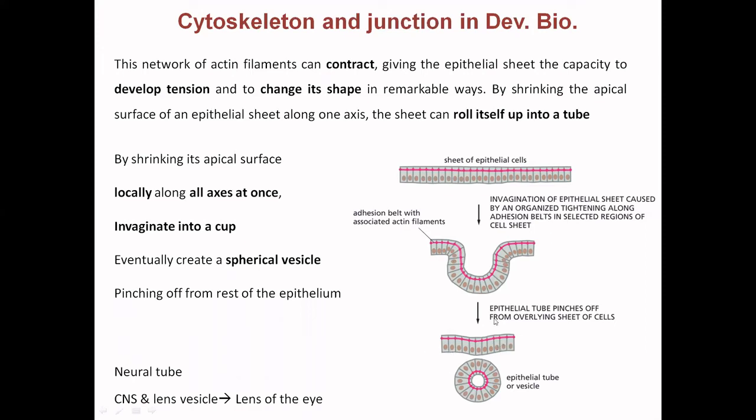This is used in developmental biology during embryo development. The neural tube is formed like this, that finally leads into the formation of the central nervous system and lens vesicles found in the lens of the eyes.